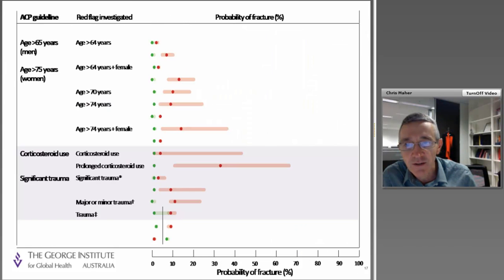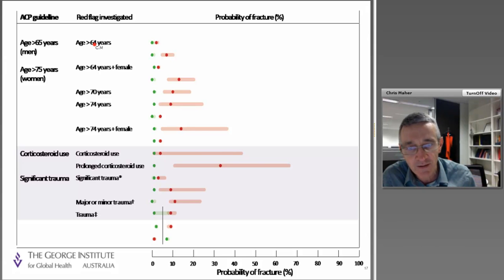These are the red flags that we found for detecting fracture. What we've got is the probability of fracture on the horizontal axis going from 0 to 100%. The vertical line is the pretest probability. The green dot is if the red flag is absent. The red dot is the probability if the red flag is present, and the shading is the 95% confidence interval.